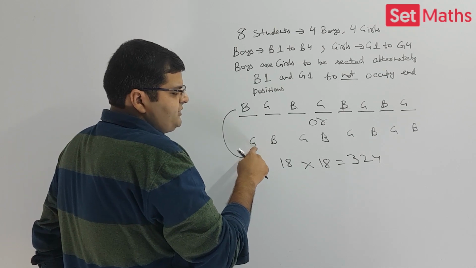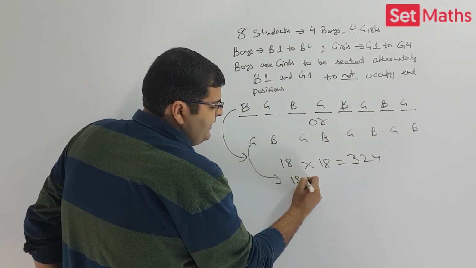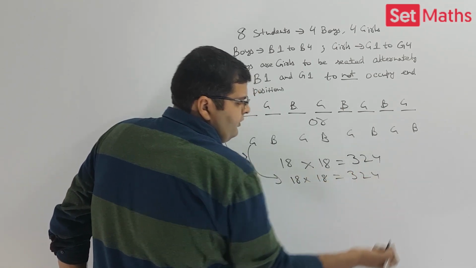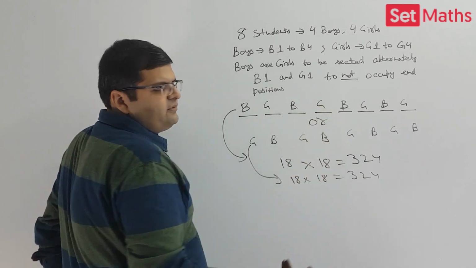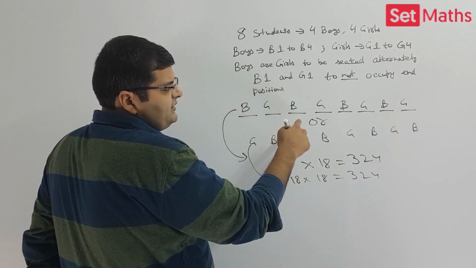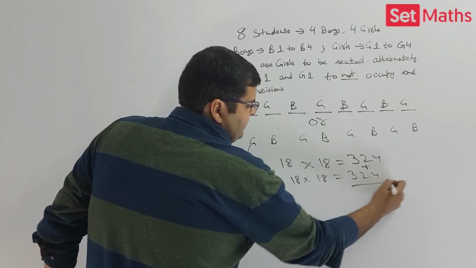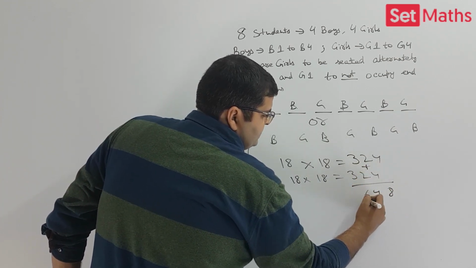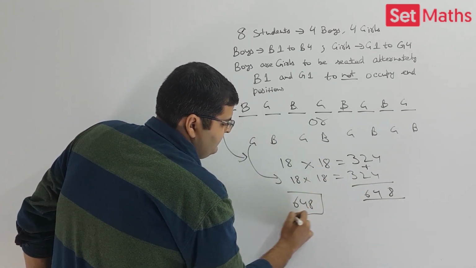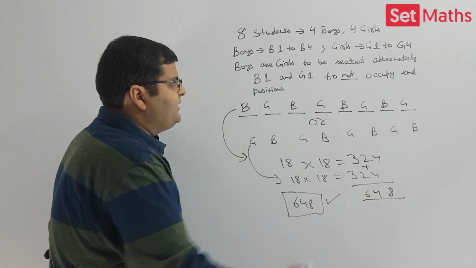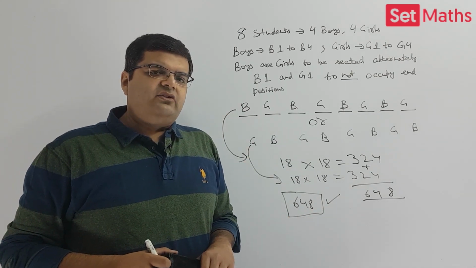We also have this option, starting with the girl and ending with the boy. This option can also be completed in 18 times 18, which is 324 ways, because the number of ways for both these options will remain the same. Now there is an OR here. So that means the total number of ways will be 324 plus 324, which is equal to 648. So 648 is the answer here. There are 648 ways the arrangement can happen. All right, that is how we solve this question.